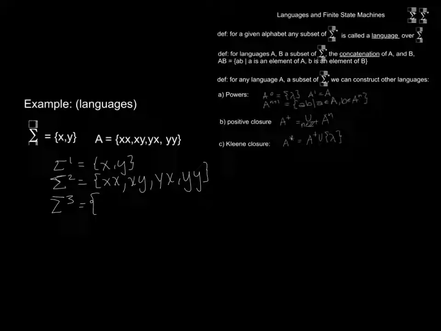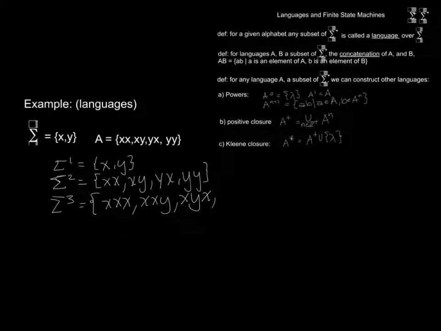Next, we'll look at sigma 3. Again, we're going to take our first part of the element from sigma, which is x, and then we are going to concatenate that x with sigma 2, first with the xx, again taking the x from sigma, and then concatenating it with an element from sigma 2, the xy, an element from sigma, the x, concatenating it with the yx, so our x with the yx, and then last our x from sigma, and then concatenating it with the yy.